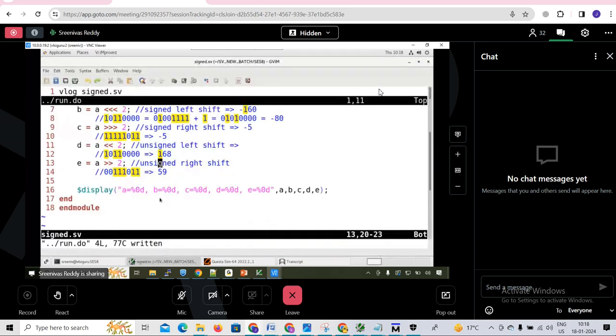So even here, it's treating it as a signed number only. It is treating it as a signed number only. So it ends up taking it as minus 80. Because both these are same. This is minus 80, this will also be minus 80.